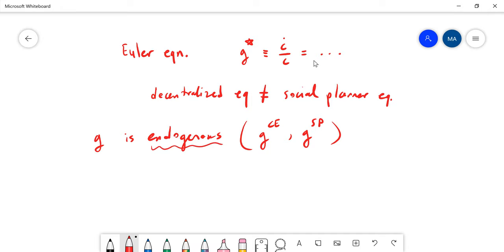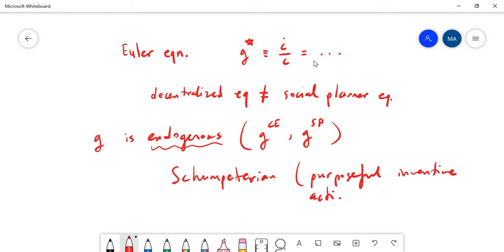But the problem is still this. Even if it is endogenous, it is not Schumpeterian, right? Because in the Schumpeterian models, we have purposeful inventive activity for profit motive, right? So what's the purpose? Profit motive. All right, so Marshallian externality models, and we're going to see another example in a moment, do not have this feature.